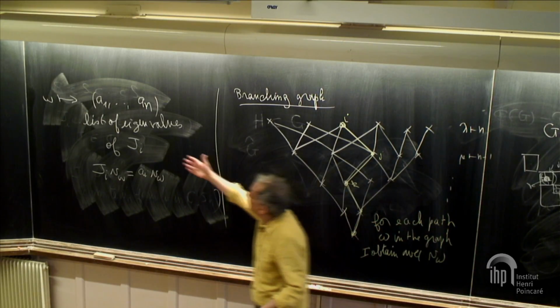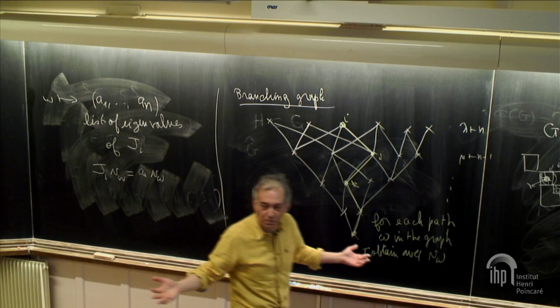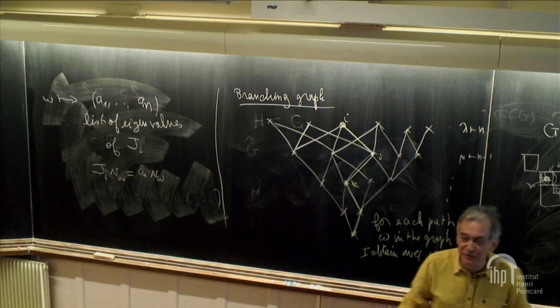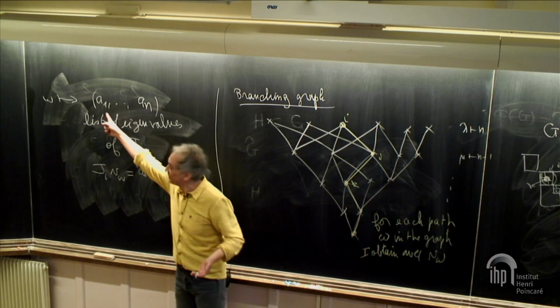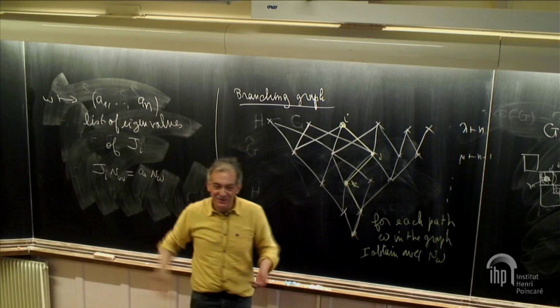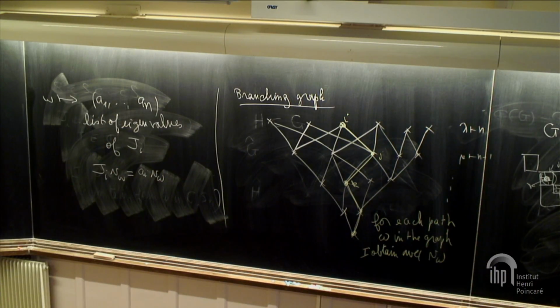Yes, okay. Not every sequence of numbers can appear, of course. You have lots of constraints. For example, A1 is equal to 0, because the first J1 is equal to 0. So you have lots of constraints, and we will explore these constraints and see that we can actually completely describe this.